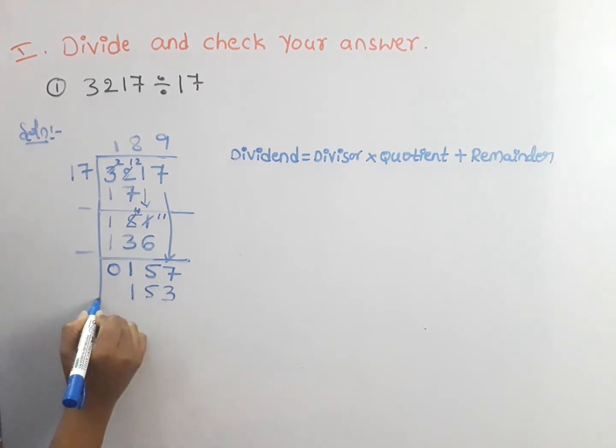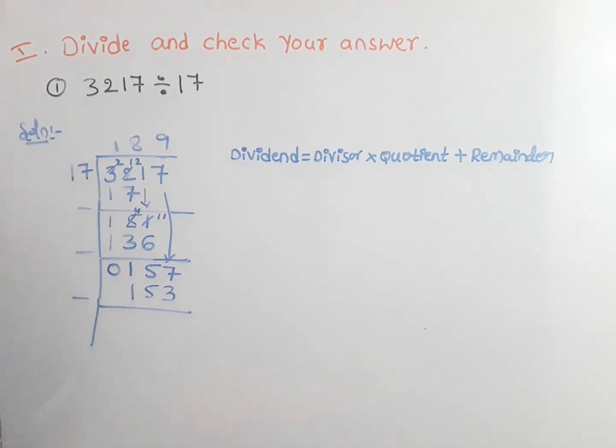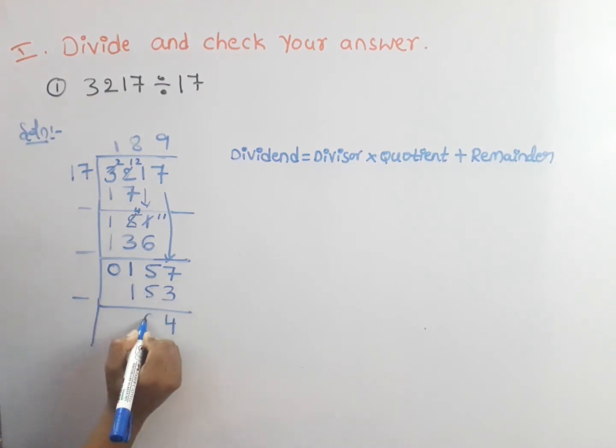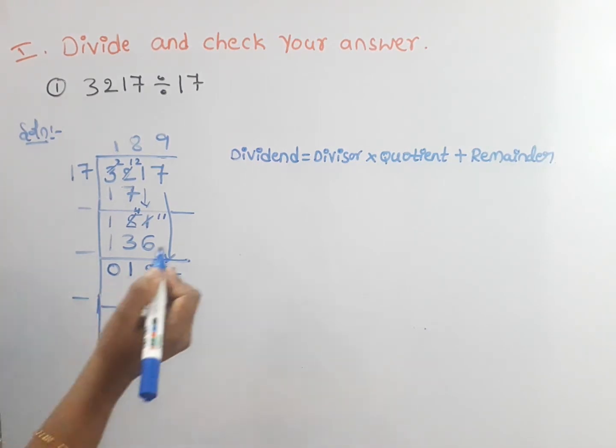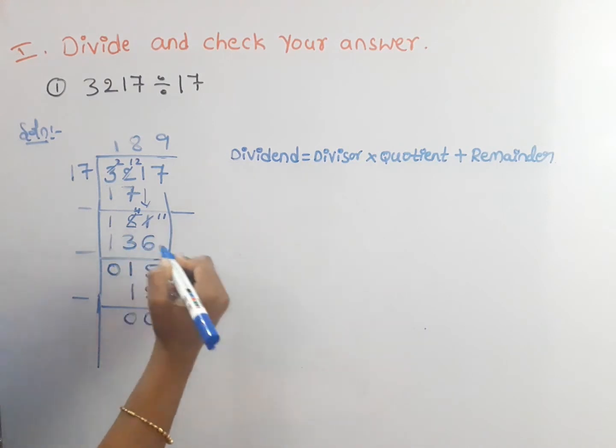153. Write 153 here. Again subtraction: 7 minus 3 is equal to 4, 5 minus 5 is 0, 1 minus 1 is 0. So this is the remainder. 4 is the remainder. Now we need to cross check our answer.